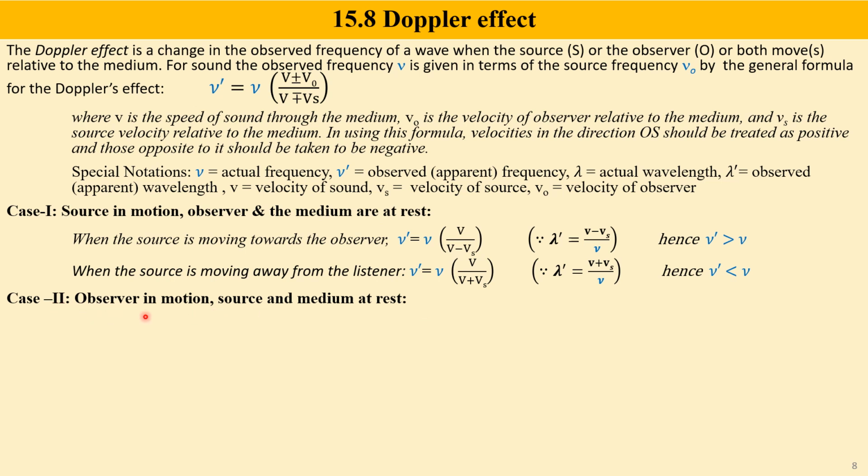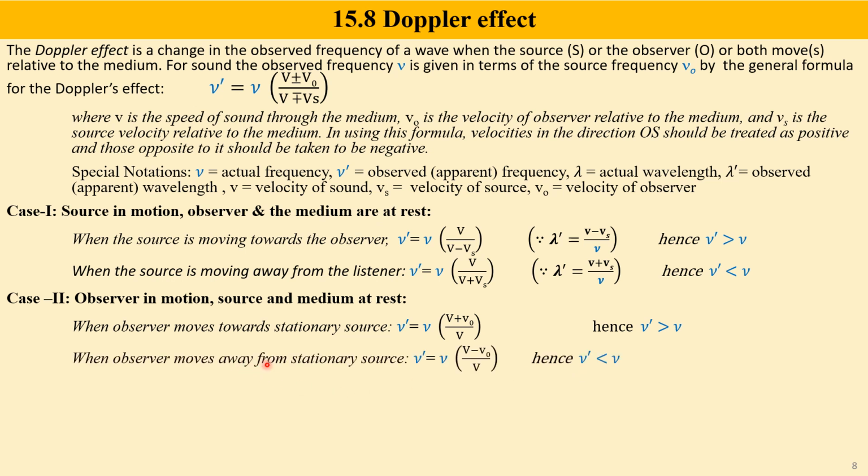Case 2. Observer in motion. Source and medium at rest. Here, observer is moving. The source is stationary and medium is also stationary at rest. When observer moves towards the stationary source, nu dash is equal to nu into V plus V naught divided by V, because Vs is 0. Source is at rest. Hence, nu dash is greater than nu.